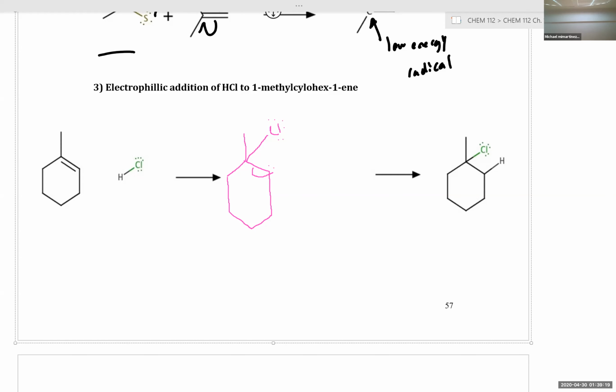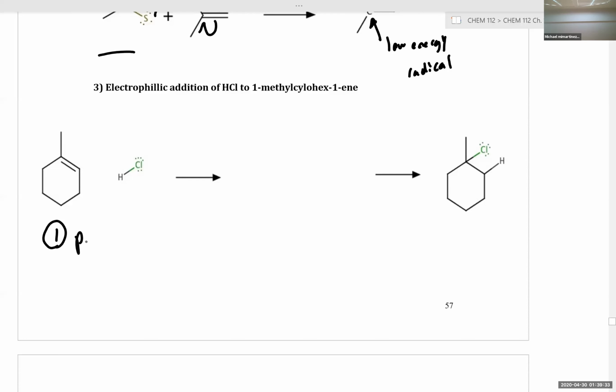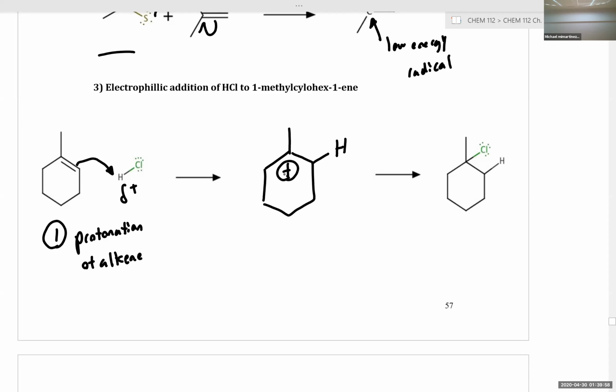So let's talk about this, and I'll provide a little bit more guidance for this one, and then we'll do some more examples, just to provide everyone a little bit of guidance here. So our first step for electrophilic addition is protonation of our alkene. So this hydrogen is electron deficient, this alkene is electron rich, and we attack to generate the most stable carbocation. So this intermediate is generated preferentially over our alternative intermediate shown here, because tertiary beats out primary.